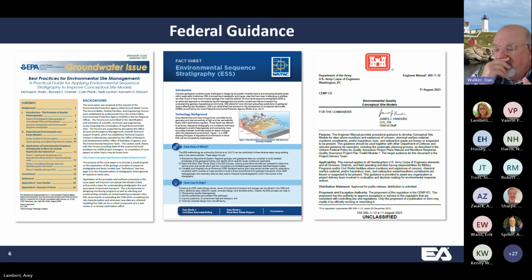And then we've gotten some fairly recent guidance from the Army Corps on the development of conceptual site models. That document, which came out in late 2023, doesn't discuss ESS by name, but many of the principles in that report are very relevant to the application of ESS. They didn't go quite so far as to actually call for ESS in these investigations, but if you go through that work, you'll see a lot of components that are basically best informed through an environmental sequence stratigraphy approach. Next, please.